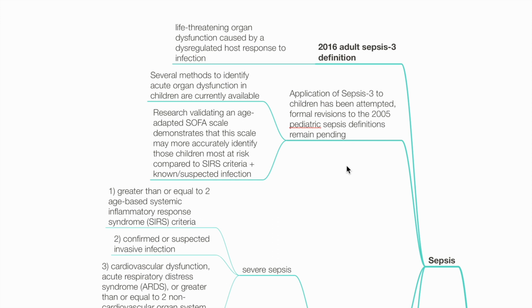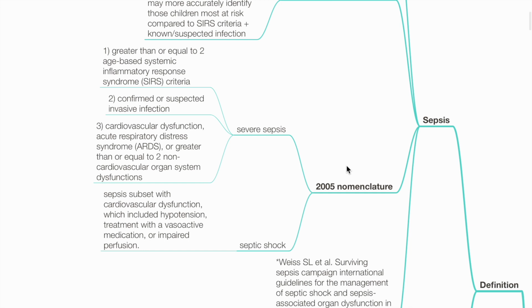Several methods to identify acute organ dysfunction in children are currently available. Research validating an age-adapted SOFA scale demonstrates that this scale may be more accurate in identifying children most at risk compared to SIRS criteria, plus known or suspected infection. The 2005 nomenclature for sepsis. Severe sepsis is defined as greater than or equal to 2 age-based SIRS criteria, secondly, confirmed or suspected invasive infection, and 3, cardiovascular dysfunction, ARDS, or greater than or equal to 2 non-cardiovascular organ system dysfunctions.